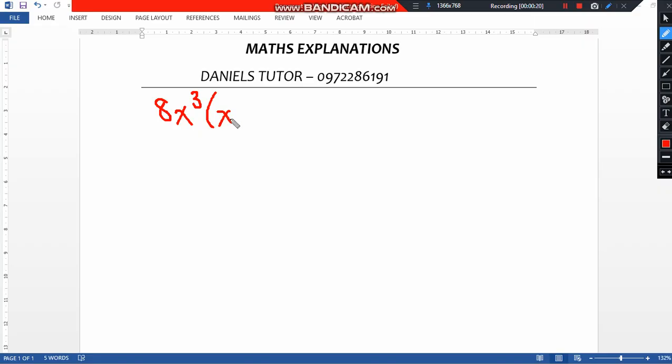Some of these expressions require a lot of practice. Once you've done it before, it's very easy to do it again. But if you've never done it before, you might actually think it's tricky. Okay, so we're factorizing.